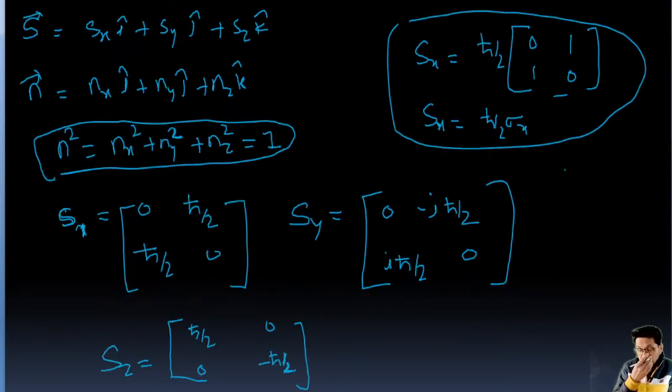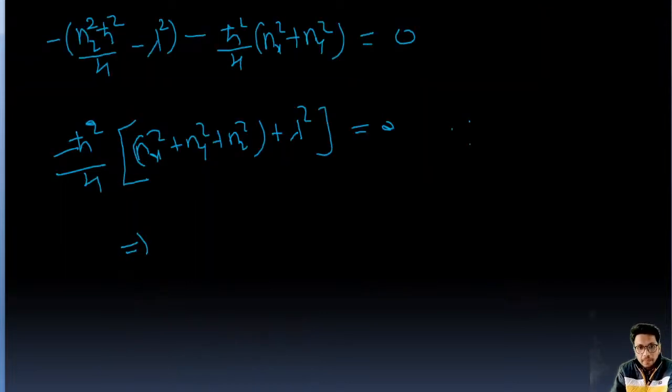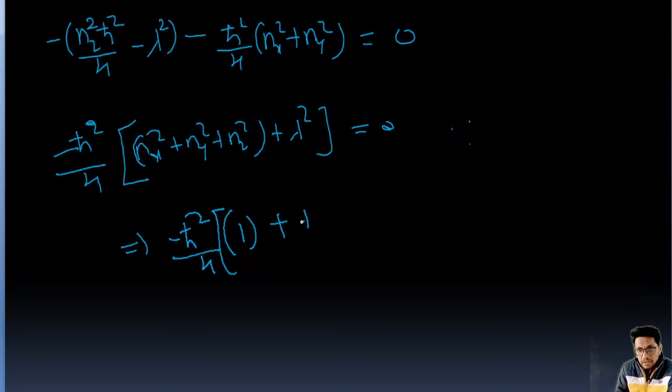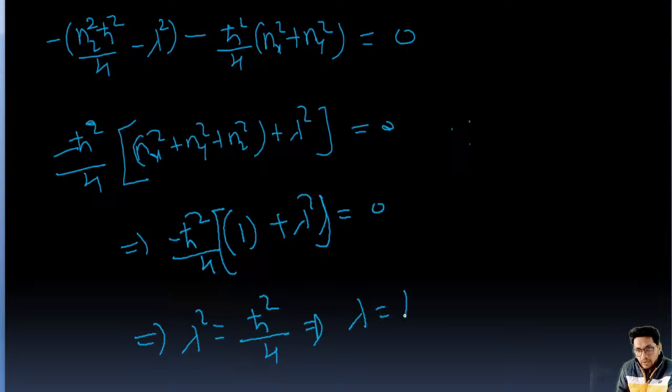The value of nx plus ny, nx square plus ny square plus nz square equal to 1, okay. So then it is going to be minus h cut square upon 4 into 1 plus lambda square equal to 0, right? That implies lambda square equal to h cut square upon 4. That implies value of lambda equal to plus minus h cut by 2.